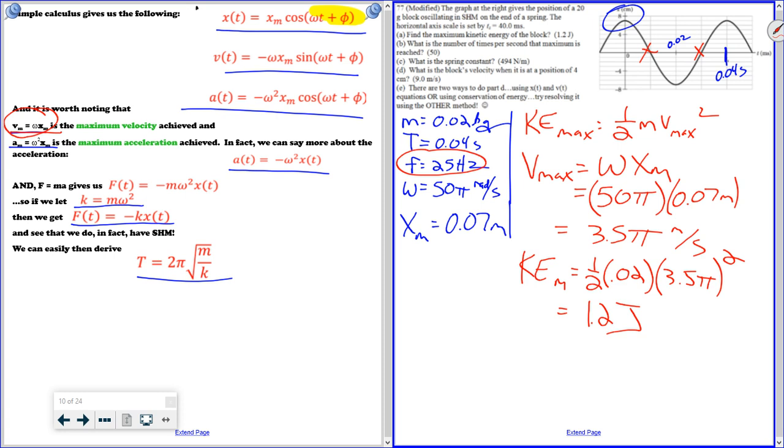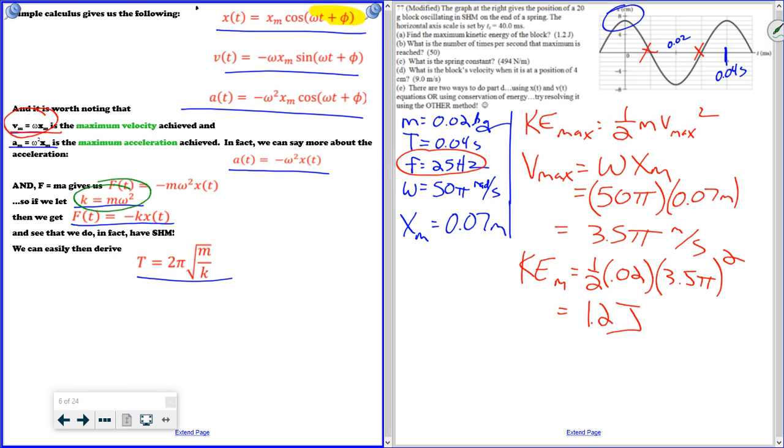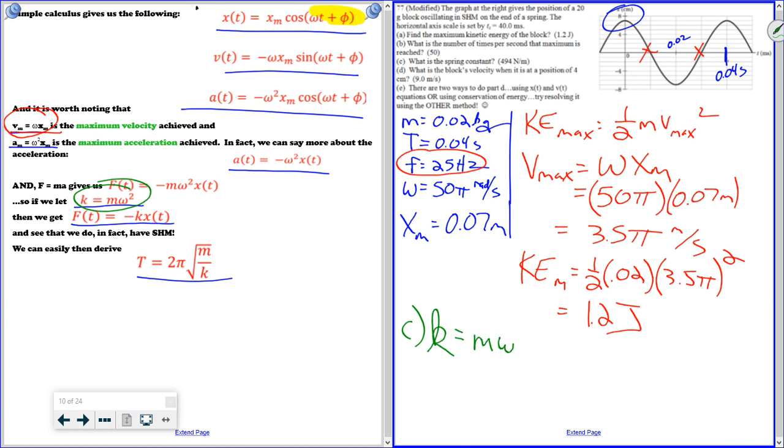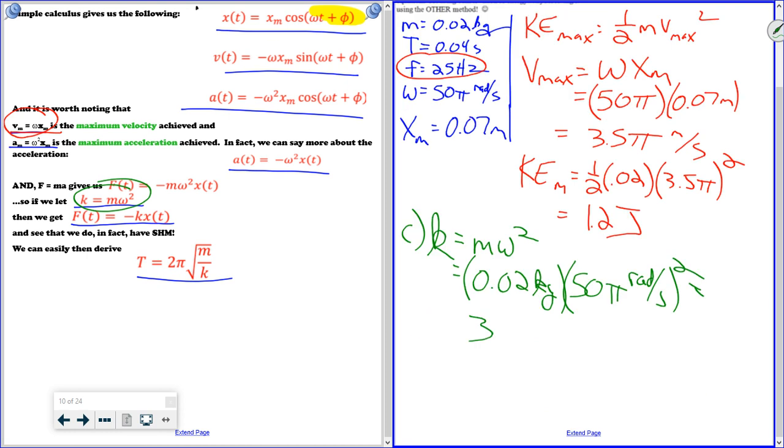Question C wants to know the spring constant. Well, the spring constant is m omega squared. So our mass is 0.02 kilograms. Omega is 50 pi radians per second. Don't forget to square it. Multiply it, and it gives you pretty close to 494 newtons per meter. Convince yourself that that's newtons per meter. You can do the dimensional analysis on your own.